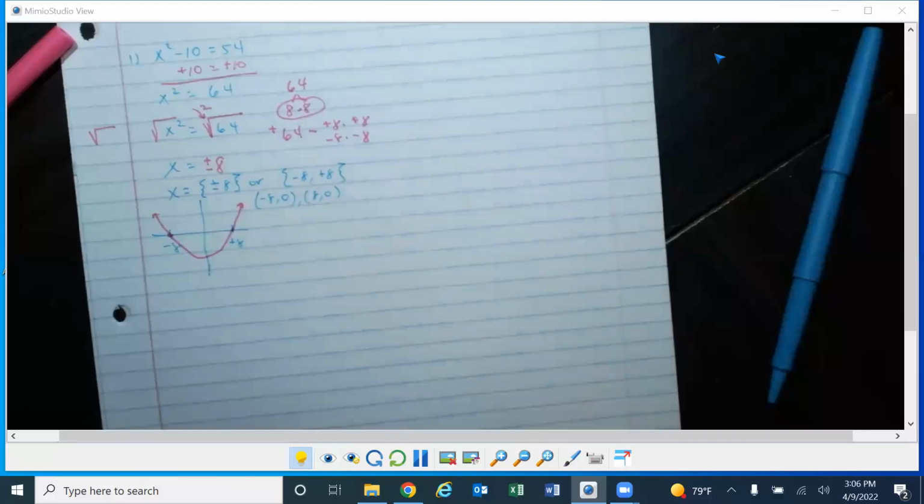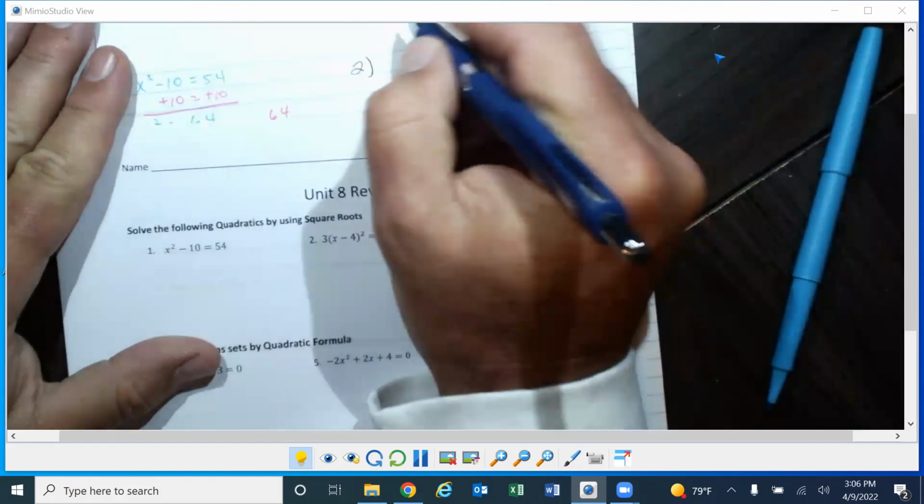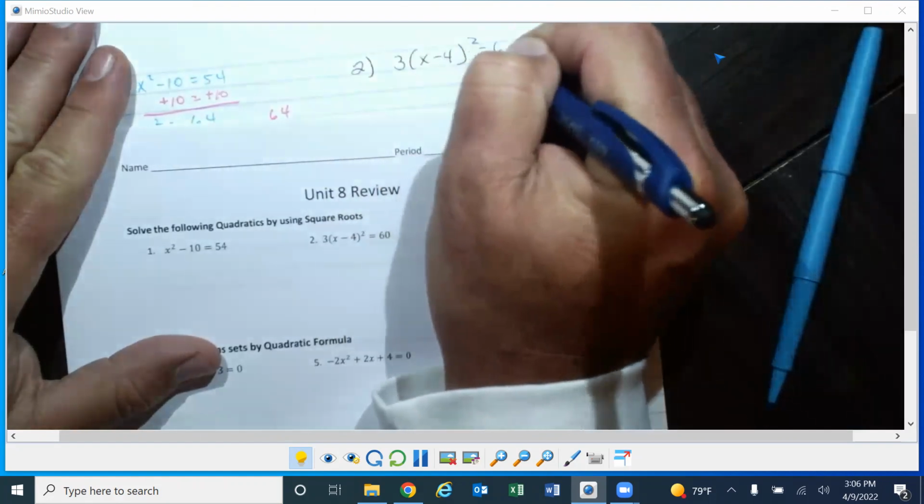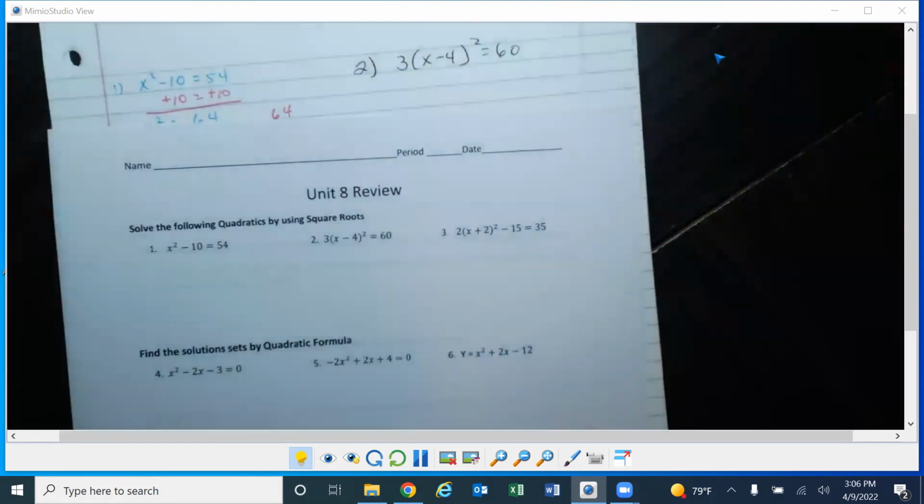Okay, so that was number one. All right, so now we're going to look at number two. I'm changing pens because that was a little dark. I got one a little darker. So here we go.